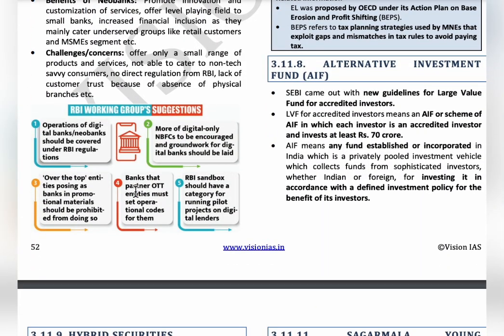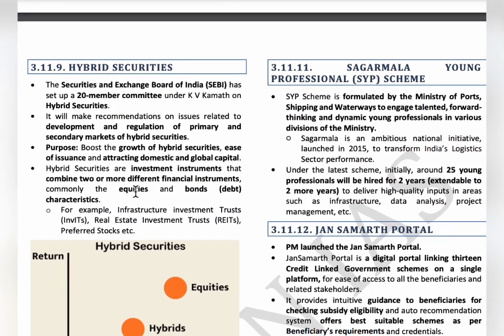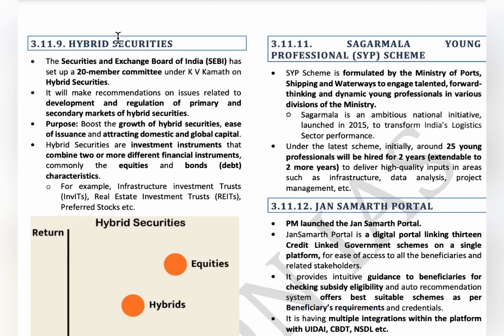The next topic is Alternative Investment Fund. These are private investment funds established in India. They collect funds from investors from India and foreign countries and invest for the benefit of the investors. The next topic is hybrid securities. Hybrid securities are investment instruments that combine two or more financial instruments like stocks, bonds, etc. SEBI has formed a committee to make regulations on hybrid securities.